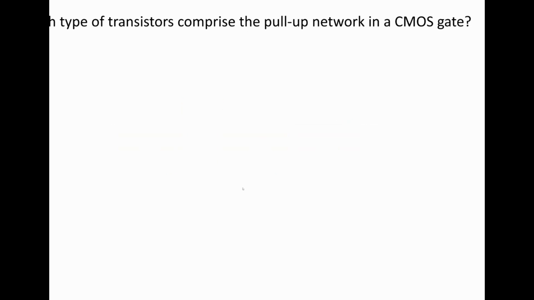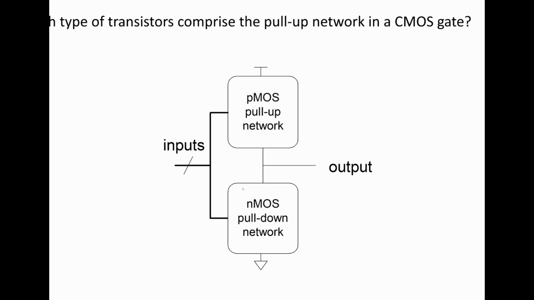Okay, so what type of transistors comprise the pull-up network? That's P-type. P-type is always pulling up, N-type is always pulling down. Pulling up basically means connect the output to VDD. Pull down means connect the output to ground. Sorry, pull up is connecting the output to VDD. Pull down is connecting the output to ground. The pull up and pull down, only one of them is active at a time, or should be.